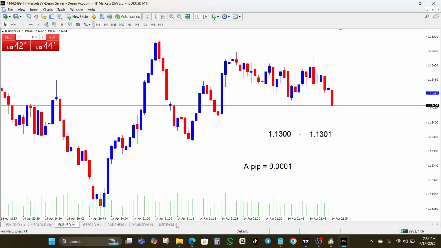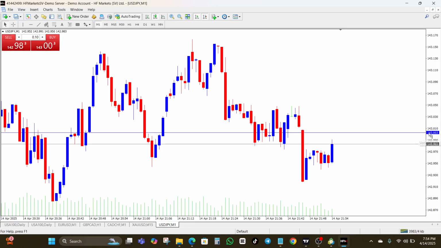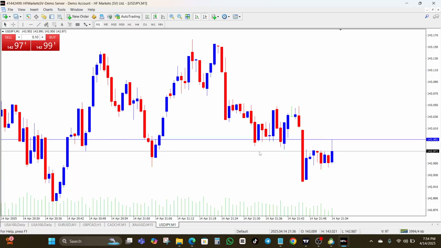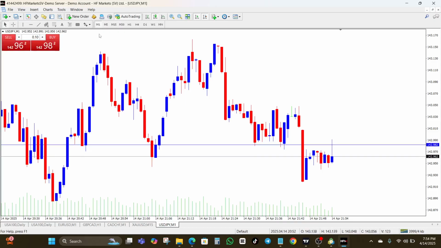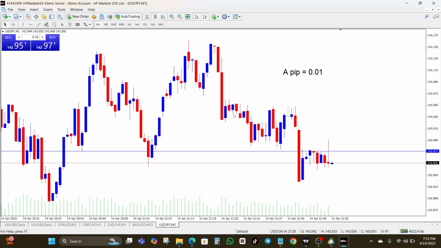Now let us go to the JPY currency pairs. An example is the USD JPY, all JPY currency pairs, those that usually have three figures before the decimal. A pip in this case is equal to 0.01. A pip is equal to 0.01 for the Japanese yen pairs.